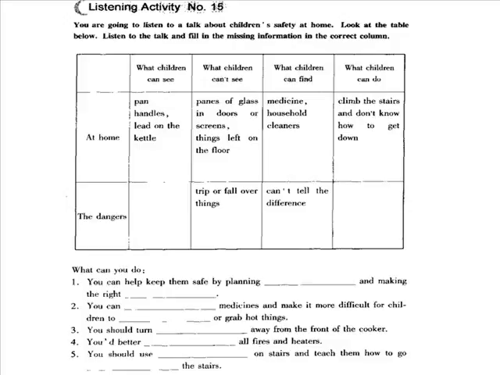You can store all medicines and household chemicals out of reach of children. Make sure they're not left lying around. Make it more difficult for them to touch or grab hot things. For instance, turn pan handles away from the front of the cooker. Use a short or curly lead on an electric kettle. Make sure all fires and heaters are guarded.